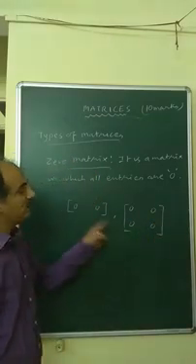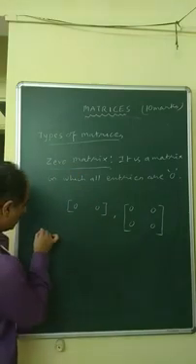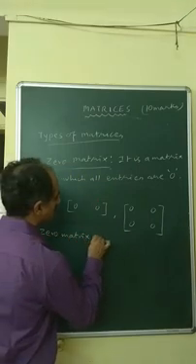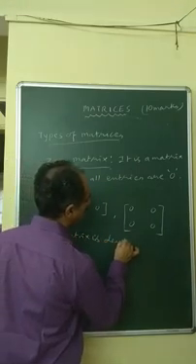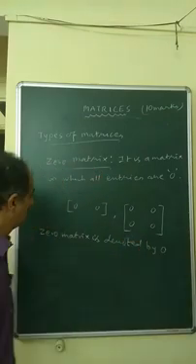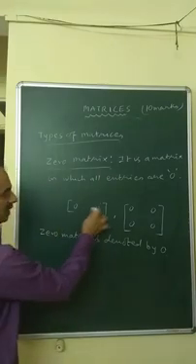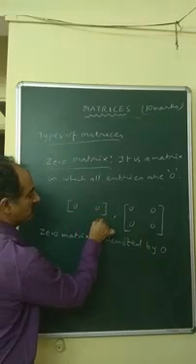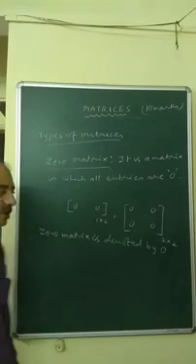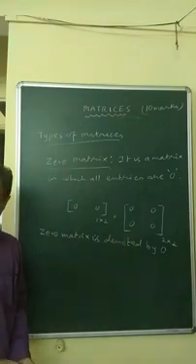A zero matrix is denoted by O. So what is the order of this zero matrix? 1 row and 2 columns, 1 cross 2. This is 2 cross 2. It is a zero matrix of order 2 cross 2. So all the entries in a zero matrix are 0.